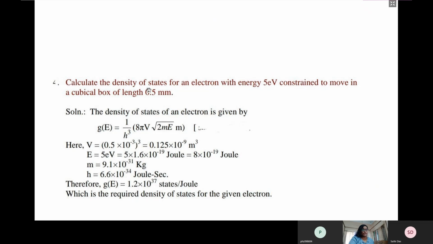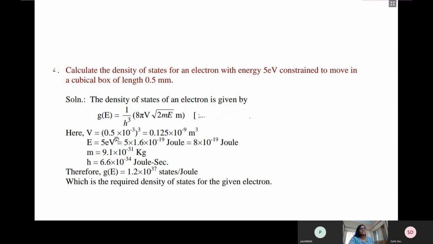The question is: calculate the density of states for an electron with energy 5 electron volt constrained to move in a cubical box of length 0.5 millimeter. The density of states formula for the electron is 1 by h cube into 8 pi V root 2 m cube E. Here V is given as (0.5 into 10 to the power minus 3) whole cube, because the length of the box is 0.5 millimeter and the box is cubical, so the volume is the cube of the length. So V is 0.125 into 10 to the power minus 9 meter cube.